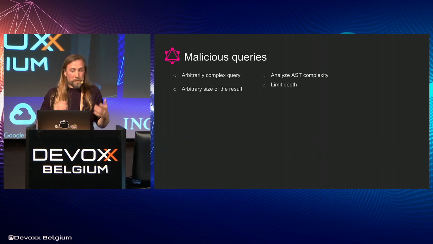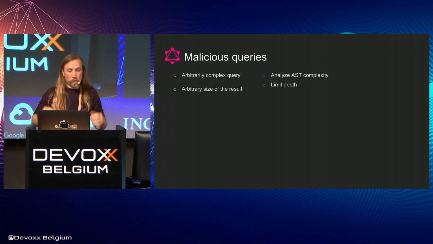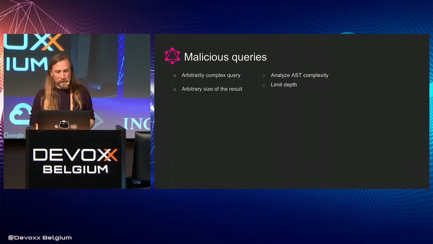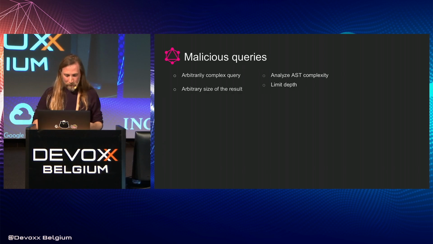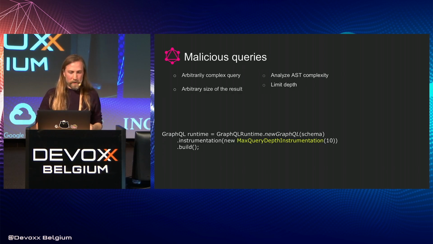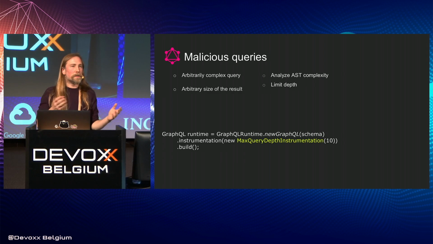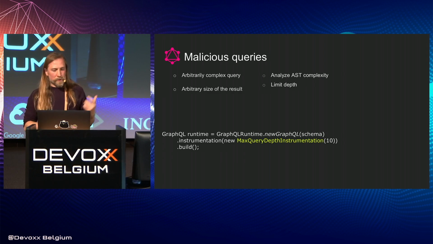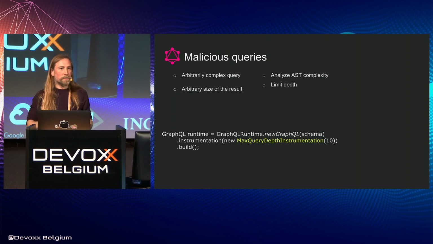There's an even simpler way that might actually be enough: just limit the depth of the query. This is what GitHub is doing, or at least was doing. They were limiting the depth to 10. Oh yeah, in case you didn't know, GitHub's API is all GraphQL. In GraphQL Java, it's very simple because there's a built-in instrumentation for it. Instrumentation is something like a servlet filter kind of thing. It can intercept requests. So here we are adding a max query depth instrumentation of 10. If the query is nested deeper than 10 levels, we just reject it and that's it.